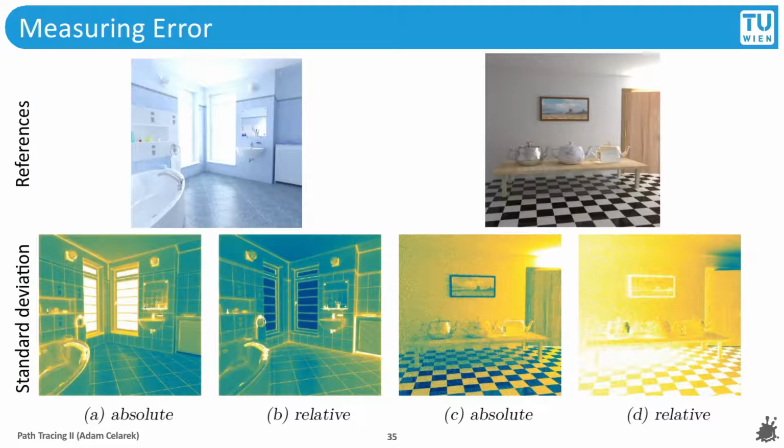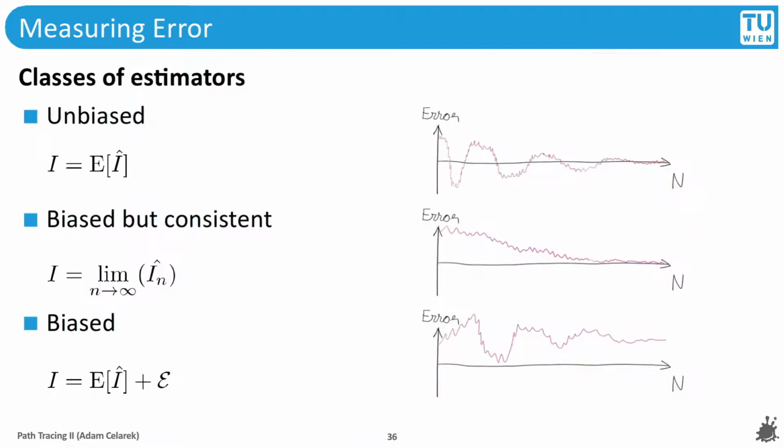In the first example on the left, it seems at first that the relative error is better, because in very bright areas like here and here, the error does not matter as much because we will not see it anyways. But on the right side, we can see that the error can become very large in dark areas. In fact, it's needed to add an epsilon to the reference so that it doesn't produce division by zero errors. But enough of that. Let's now look at classes of errors.